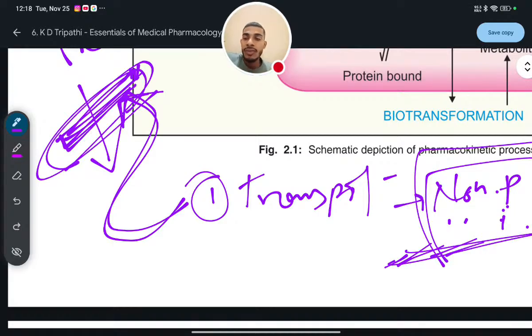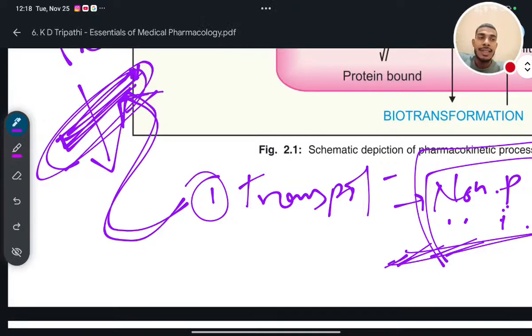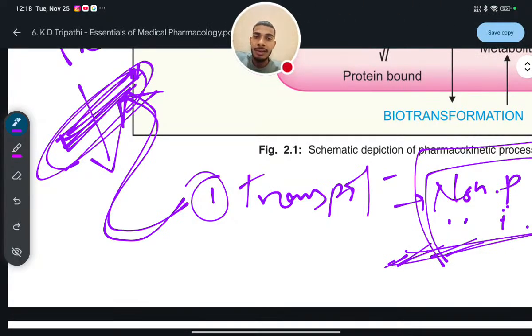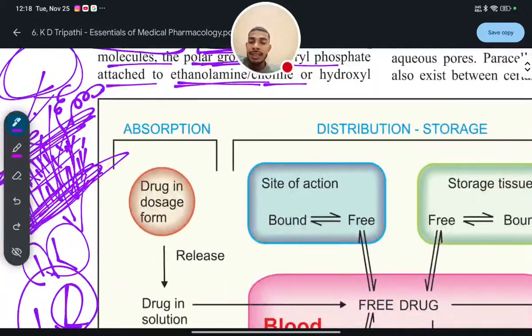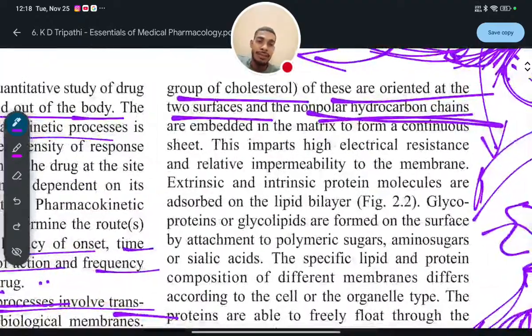Okay, actually that voice was there and I was looking at that corner continuously, so I took care, no problem. So see, this is the drug in the, okay, we'll see later. First we will complete this topic.